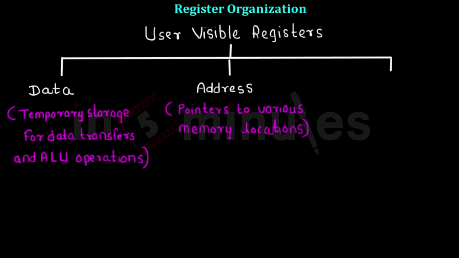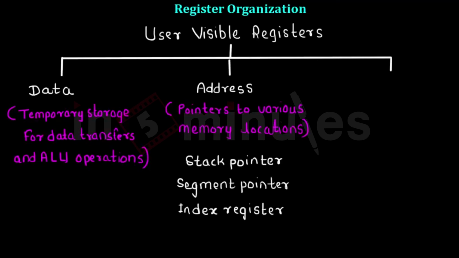The second type of register in this category is address registers. These are used as pointers to various memory locations. Let's look at examples of this. We have the stack pointer, then we have stack memory. The stack pointer always points to the address of the top of the stack. Then the segment pointer: when we have memory segmentation done, the segment pointer can give the starting address of each memory segment. The index register also gives the index when indexing is used in the memory. This register stores the appropriate address required.